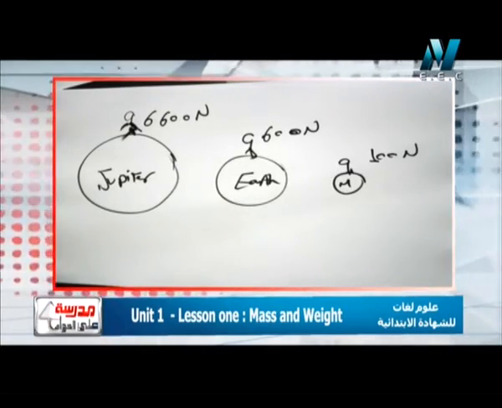But what about the Earth and the Moon? Earth has medium attraction force or medium gravity because Earth has medium size relative to the planet Jupiter. But what about the Moon? The Moon has the least attraction force or the least weight because it has very small size compared to the Earth and the planet Jupiter. So now we can have a definition for weight.